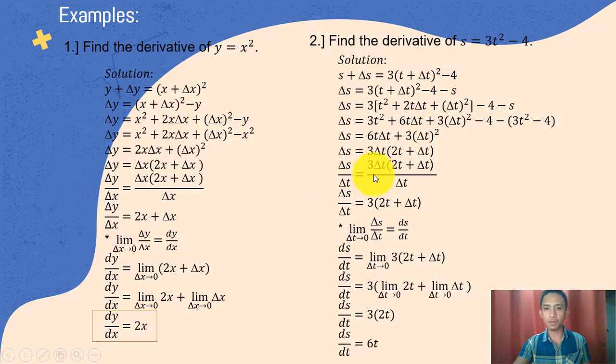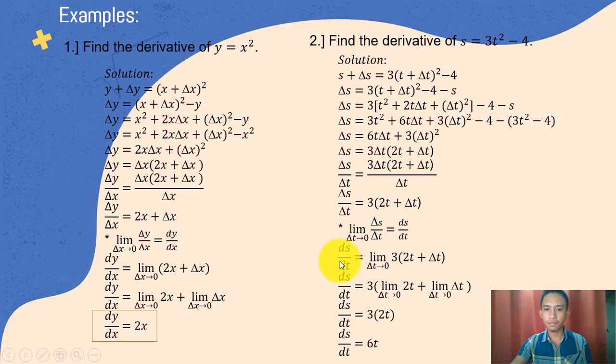Now, I will divide both sides by delta t, so that I will get the rate of change. If I do that, delta t and that delta t here will cancel. So your rate of change equation is now just 3 times the quantity 2t plus delta t. Okay, we are not done yet. That is just the rate of change. Again, I will get the limit of both sides, and the limit of that rate of change is your derivative.